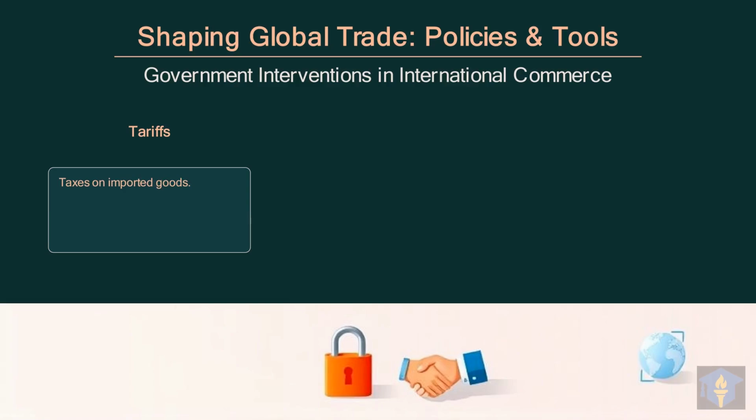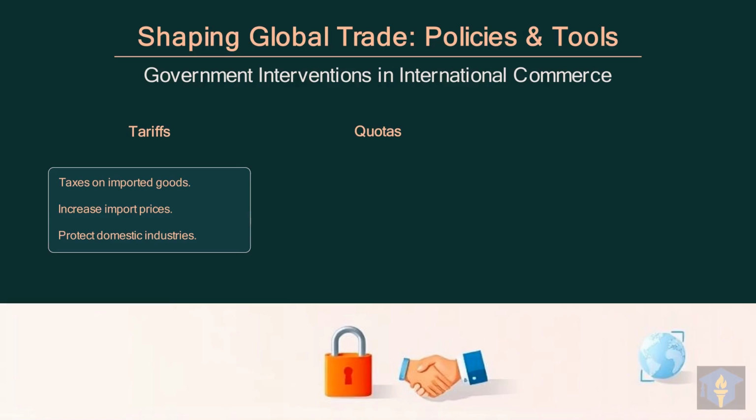Tariffs are essentially taxes imposed on imported goods coming into a country. These taxes increase the final prices of imported products for consumers. This helps protect domestic industries from foreign competition by making imports more expensive.